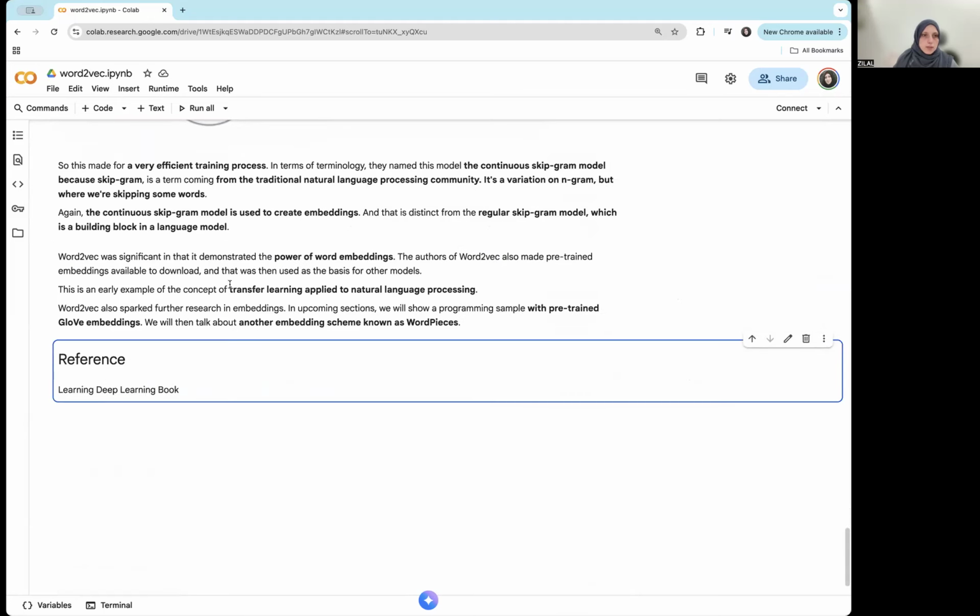Word2vec was significant in that it demonstrated the power of word embeddings. The authors of word2vec also made pre-trained embeddings available to download, and that was used as the basis for other models. This is an early example of the concept of transfer learning applied to natural language processing. Word2vec also sparked further research in embeddings, and in upcoming sections, I will show you programming examples with pre-trained GloVe embeddings, and I will talk about another embedding scheme known as word pieces.